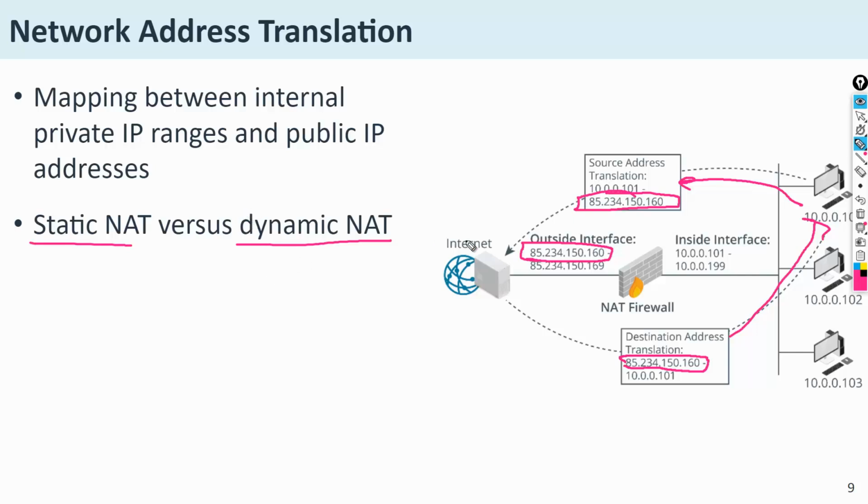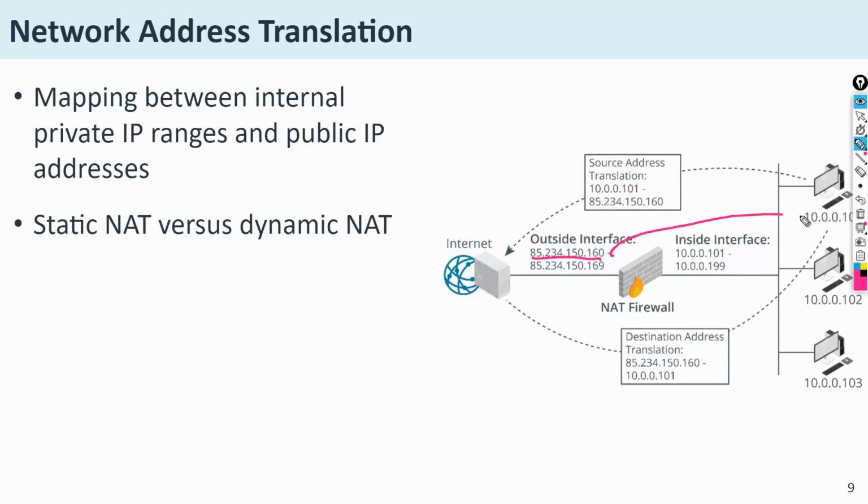If I just provide a range, 60 to 69 and 10 to 199, then it will do the translation dynamically. Dynamically means any IP address will be forwarded to any host. It depends on the availability.